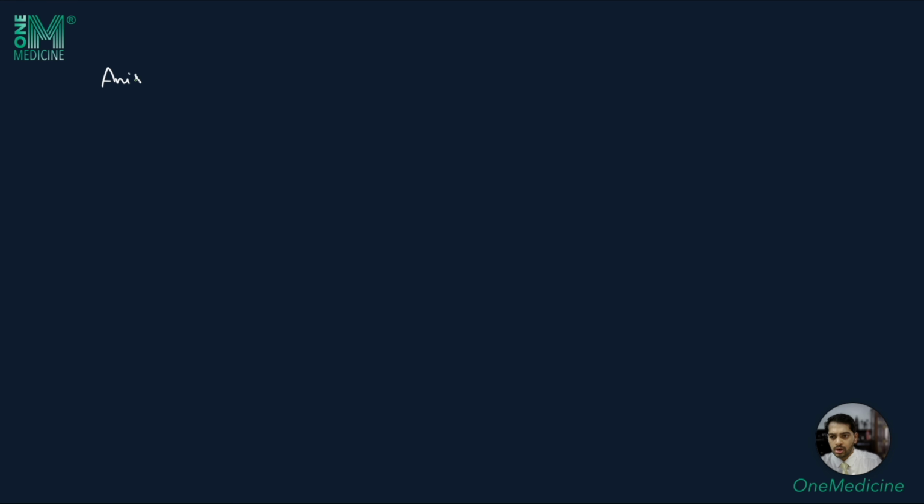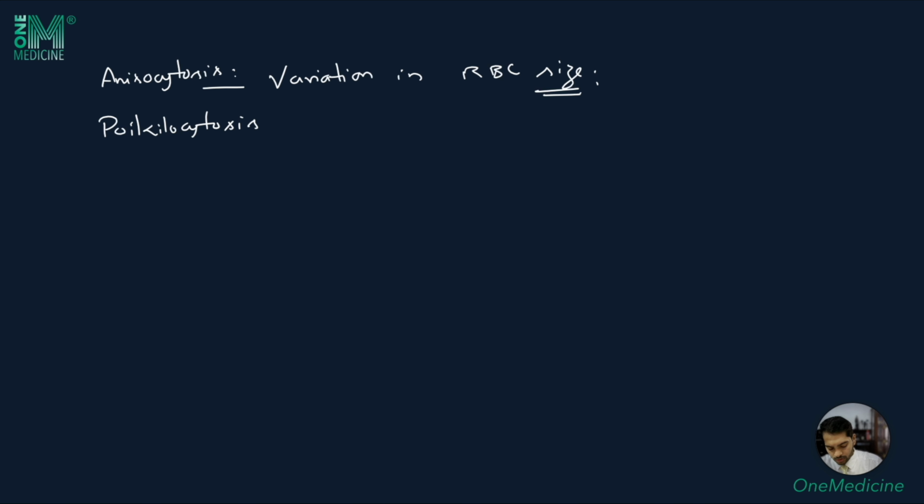The first one is called anisocytosis. What is anisocytosis? It is the variation in RBC size. Another important word is poikilocytosis, which is variation in shape. An easy way to remember is poikilo P and shape P. Let's look at anisocytosis. In anisocytosis, we have size variation.